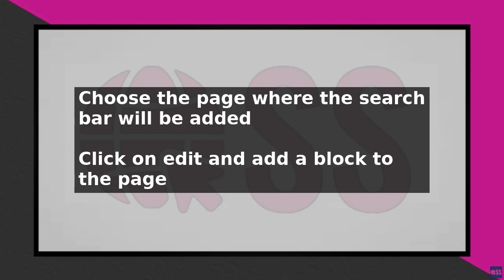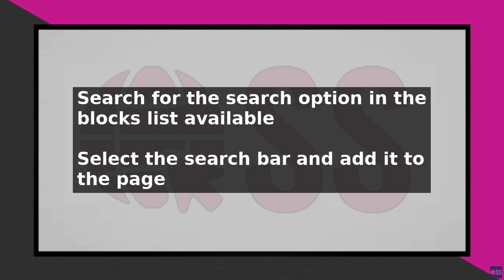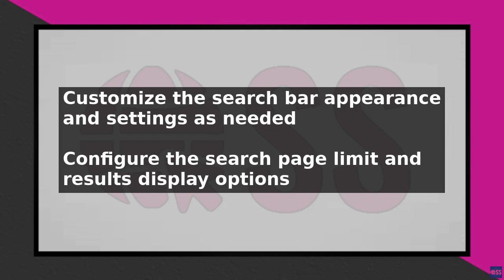Choose the page where you want to add the search bar and click on Edit. From there, you can add a block and search for the Search option, which can be found in the list of available blocks. Once you've added the search bar, you can customize its appearance, including the theme, and configure settings such as the search page limit and results display.